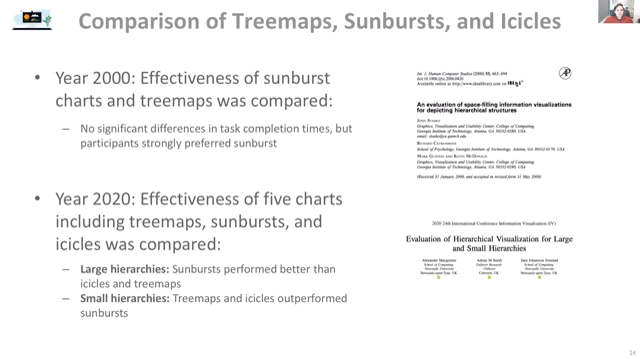In year 2020, a project out of Newcastle University in the UK investigated the effectiveness of 5 charts including tree maps, sunburst charts, and icicle charts.